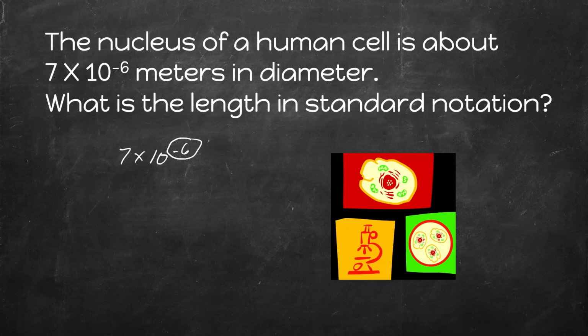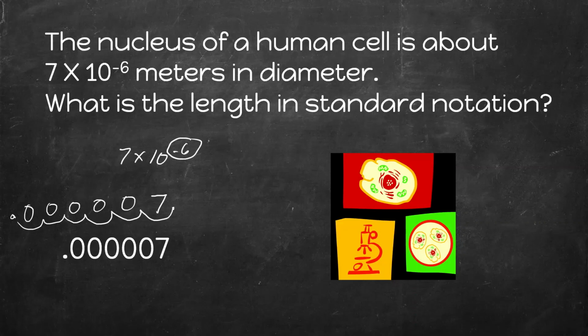So, we have 7. Ito yung kanyang decimal. 6 places to the left. So, we have 1, 2, 3, 4, 5, 6. And then, lagyan lang tayo ng 0. Nakakarating na dito yung decimal. The answer is 0.000007.